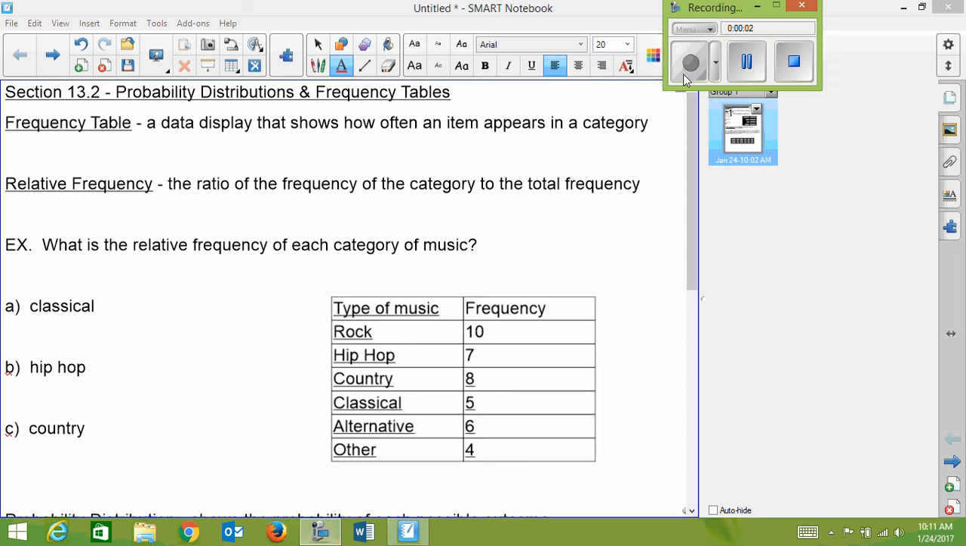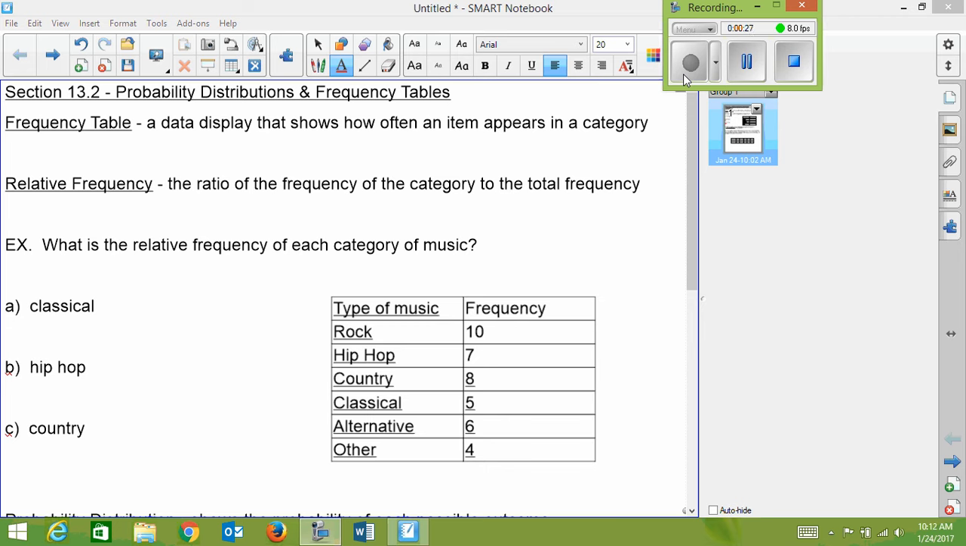Hello and welcome to section 13.2, which is on probability distributions and frequency tables. Frequency means to count. A frequency table is a data display that shows how often an item appears in a category, so how many times something happens, you just count it up. Relative frequency is the ratio of the frequency of the category to the total frequency.